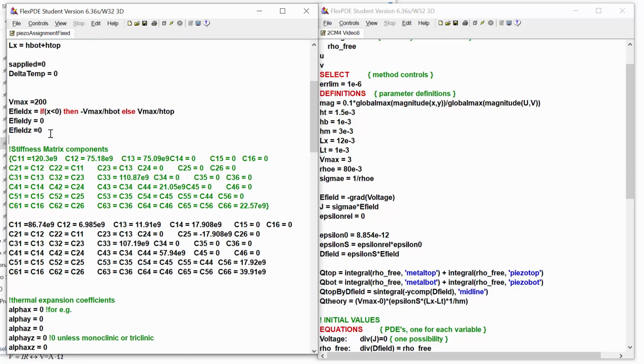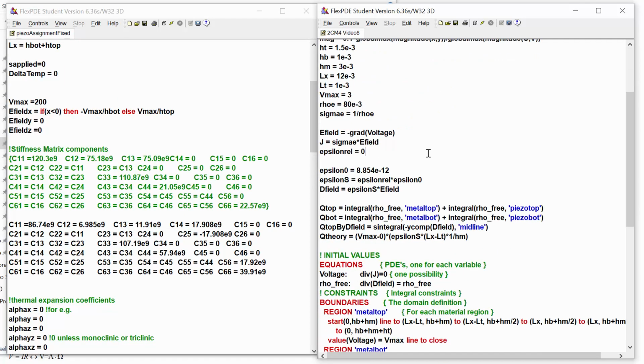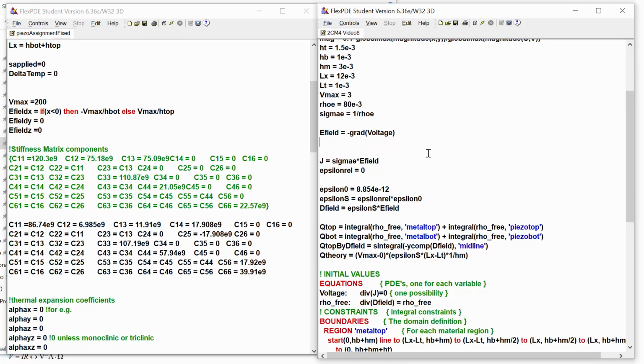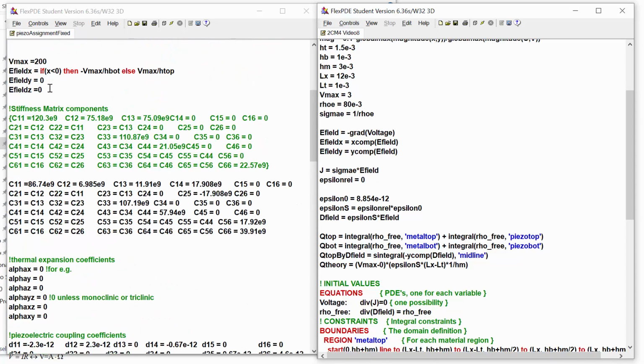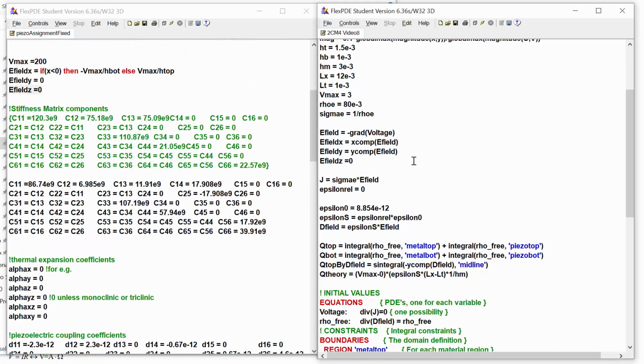Next, what we'll need is specifications for, okay, we don't need this. We are going to need to set up what E field X, Y, and Z are, and this is going to be done in terms of components. So right after we've defined E field, we can set up E field X is equal to X comp of E field, Y is equal to Y comp of E field. Now we could say E field Z is equal to 0. That's probably going to be good. Then we'll be able to save some time with copying and pasting stuff.